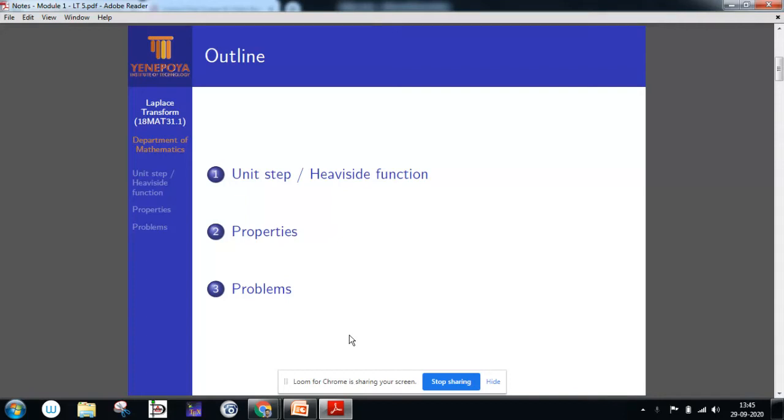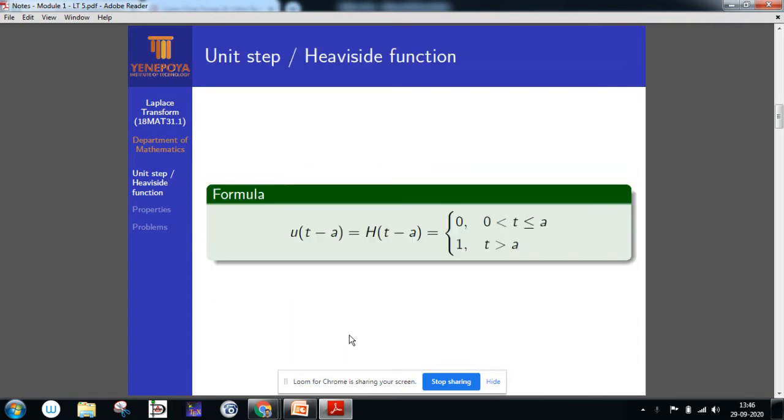Explain unit steps, also called the Heaviside unit step function, the properties of the unit step function, and problems related to unit step or Heaviside unit step functions. First, let's see what is meant by a unit step function.